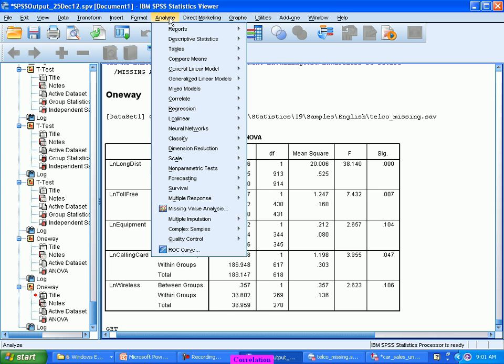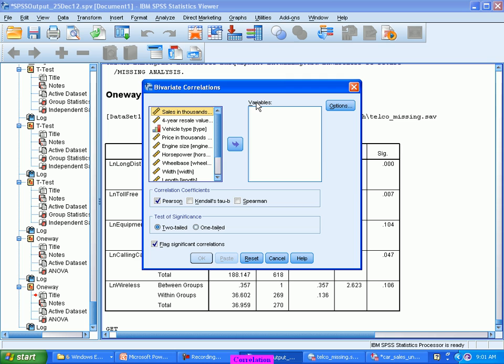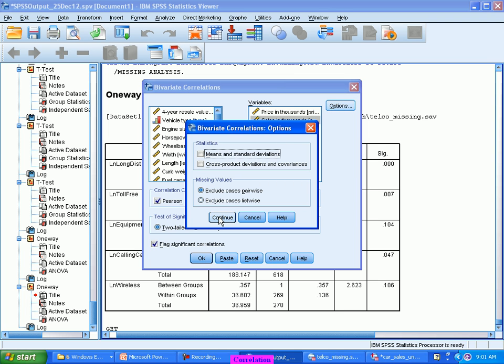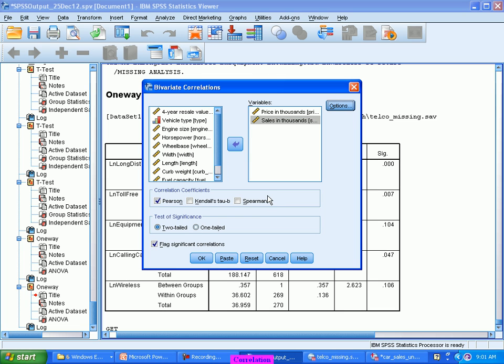So initially, analyze, then I am going with correlate, bivariate correlation. Correlation between two variables. Partial and all I'll deal with in regression. So there is a correlation between two variables. What are the two variables I am looking at? One is the price in thousands and the other one is sales in thousands. These are the two variables between which I want to find out the correlation. Rest all leave it out.